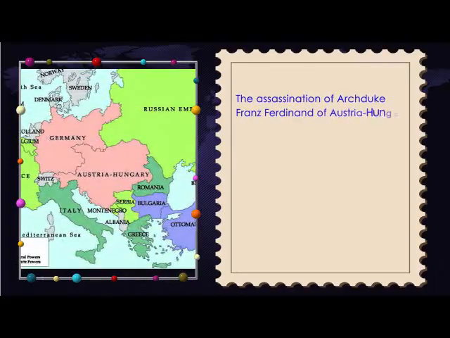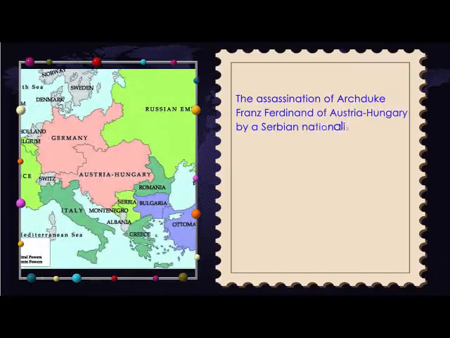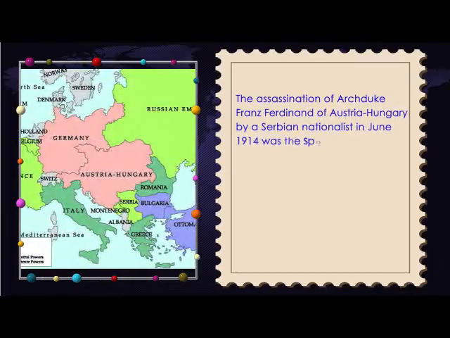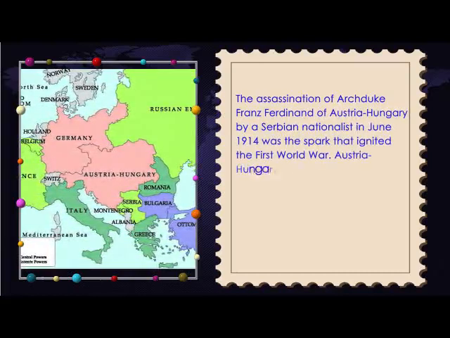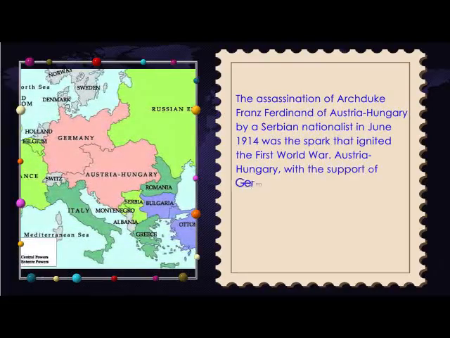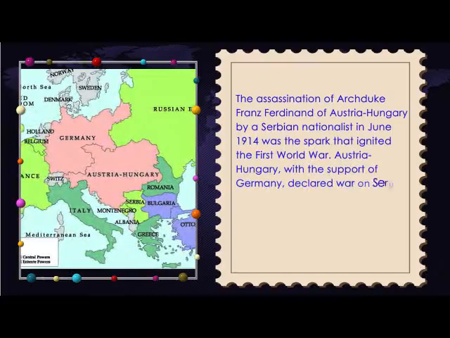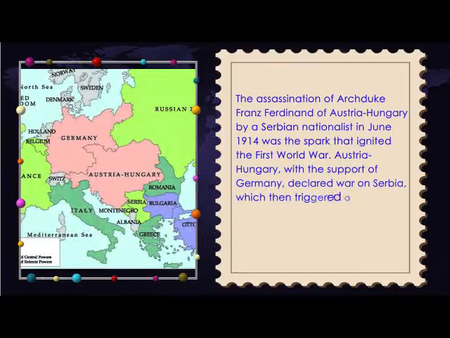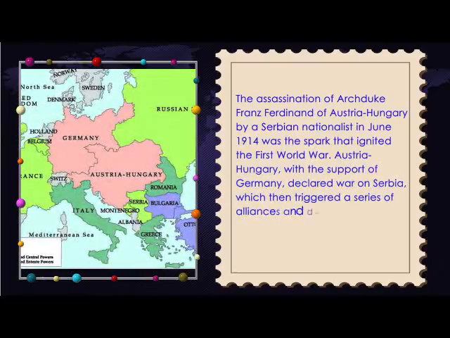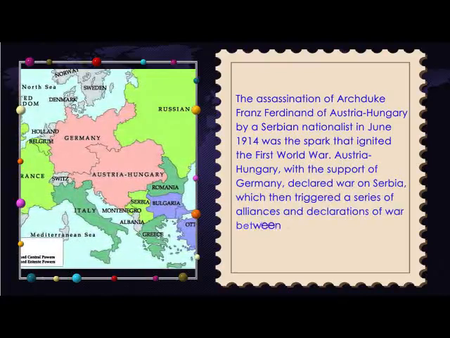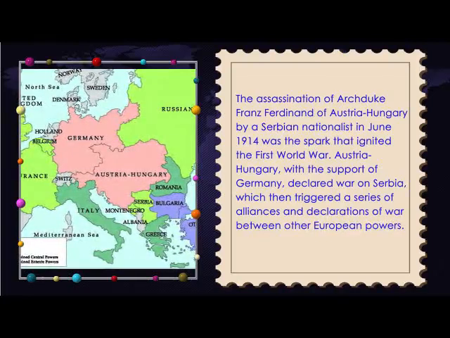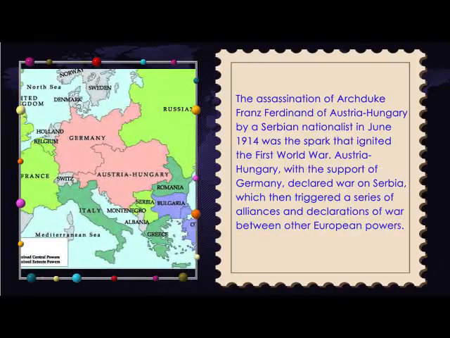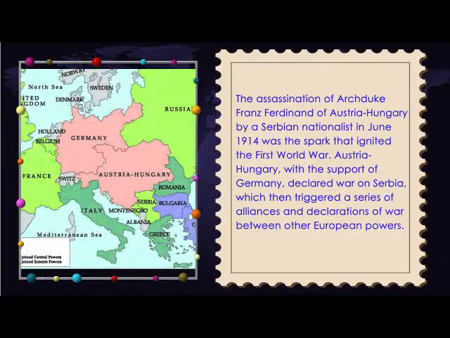The assassination of Archduke Franz Ferdinand of Austria-Hungary by a Siberian nationalist in June 1914 was the spark that lit the First World War. Austria-Hungary, with the support of Germany, declared war on Serbia, which then triggered a series of alliances and declarations of war between other European powers.